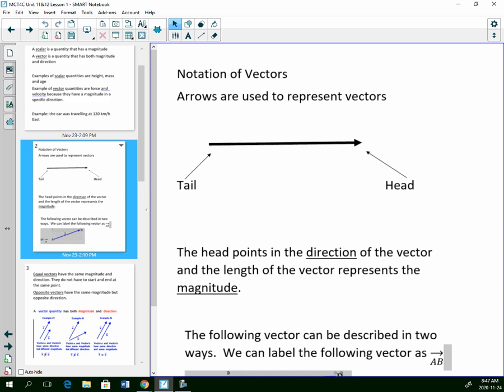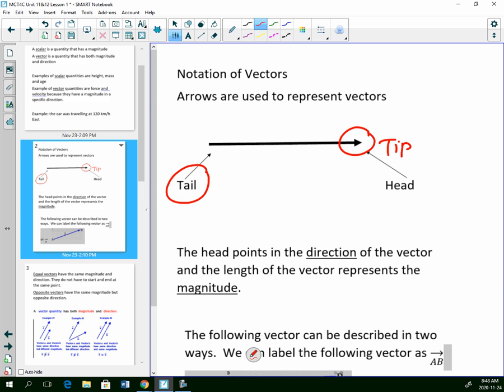So we represent vectors with an arrow. This part of the vector is called the head or the tip. I usually call it the tip, and this part's the tail. That's important when we're putting vectors together and adding them. We always have to go tip to tail, so it's important that you know which is which. The head or the tip points in the direction of the vector, and the length of the vector is the magnitude. So those are the two important things about a vector: how long is it, and what direction is it going?